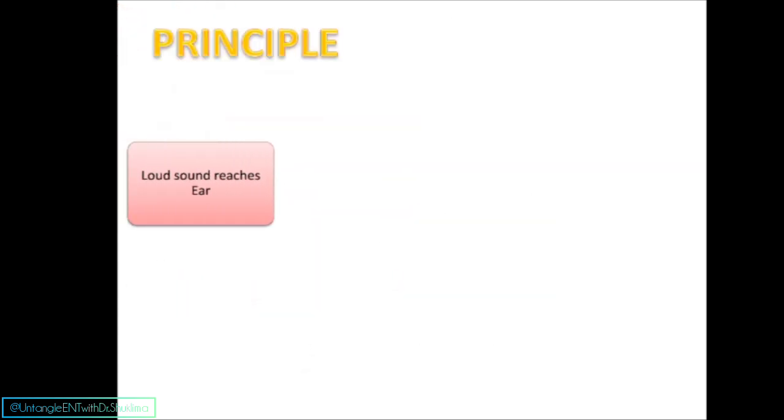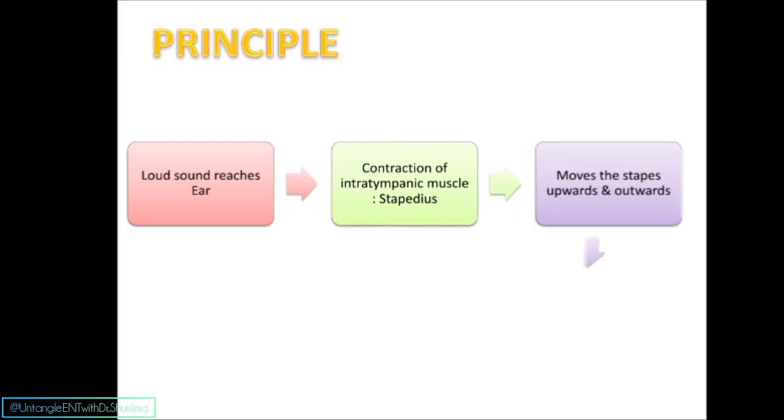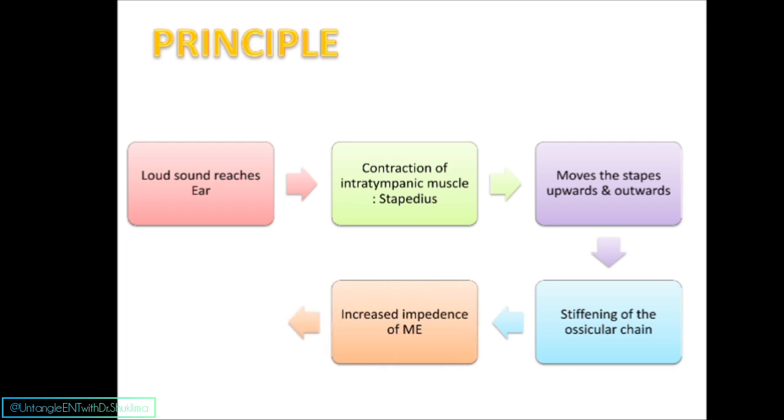In gist, the principle thus is large sound reaches the ear, there is contraction of the intratympanic muscle, that is stapedius, which moves the stapes upwards and outwards, causing the stiffening of the ossicular chain, increased impedance of the middle ear, and this increased impedance is recorded by the impedance electroacoustic meter.